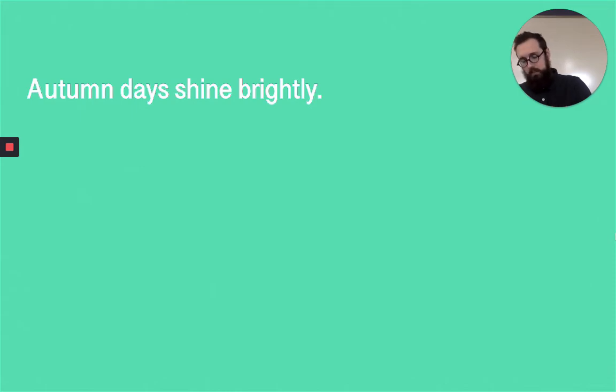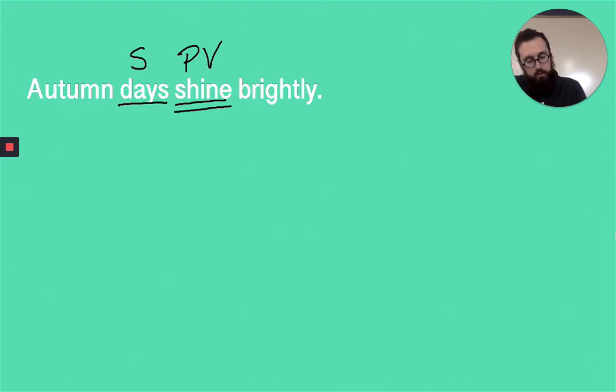So I have this sentence: autumn days shine brightly. So this sentence, because it expresses a complete thought, it's a declarative sentence because it makes a statement. This sentence is about days. So I'm going to go ahead and underline that and put subject, S, above the top. And then shine tells me about the subject in the sentence. So that is my predicate, and it is a verb because it's an action.